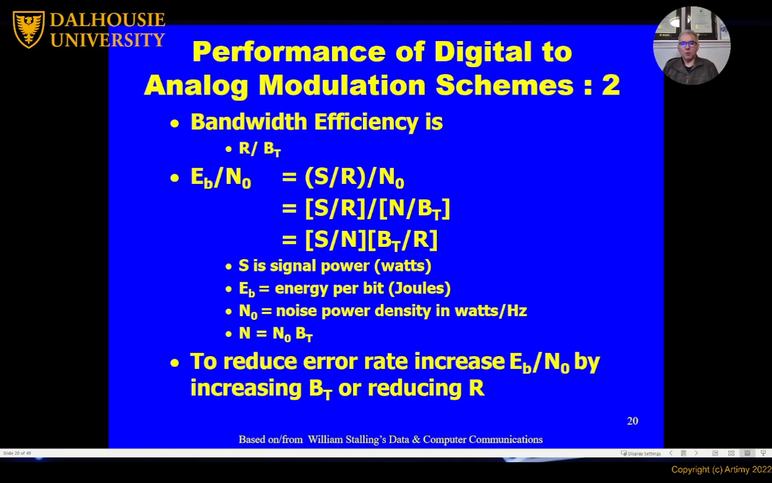Another way of looking at the performance of the modulation schemes is by looking at the bandwidth efficiency. So we'll see how many bits we are sending for the same amount of bandwidth, right? So we are dividing R, the number of bits per second, or the bit rate, by the bandwidth. And also, we need to look at the energy per bit divided by noise power density. So here, the energy per bit, and N naught is the noise power density, right?